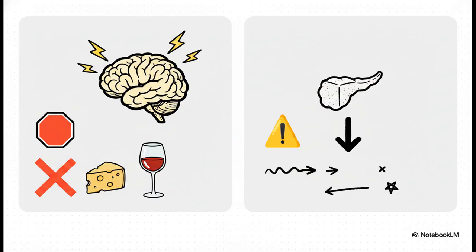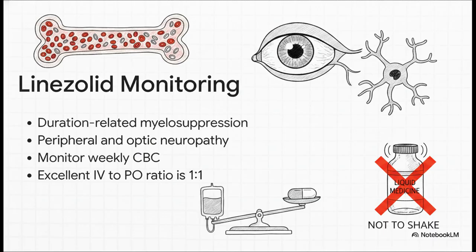The monitoring parameters for linezolid are highly duration-dependent. If a patient is on it for more than 14 days, you really need to watch out for duration-related myelosuppression, specifically thrombocytopenia. Because of this, a weekly CBC is required. Now, if they are on it for more than 28 days, the risk profile shifts over to peripheral and optic neuropathy. And here's a super practical clinical pearl. The IV to PO ratio is 1:1. This makes it incredibly easy to transition patients to oral therapy for discharge. Oh, and if you are dispensing the oral suspension, make absolutely sure you put a do not shake label on the bottle.